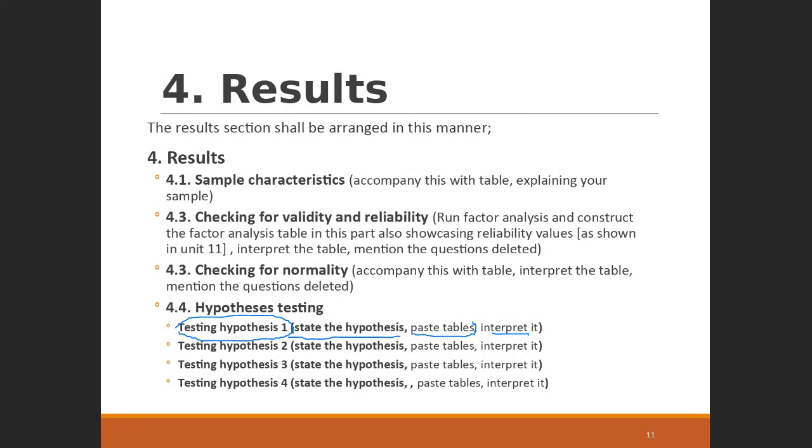Remember that you don't need to interpret the findings at this moment. For instance, if you have checked the differences between males and females, and your t-test was conducted and the t-test is significant, which shows that there are differences between males and females.